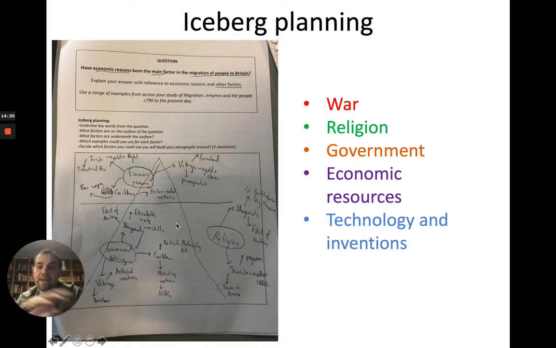So I've mapped out here some possible ideas about what could go into some main paragraphs answering this question. So I thought about the things on the surface, which have to do with the economic reasons people moved to Britain.